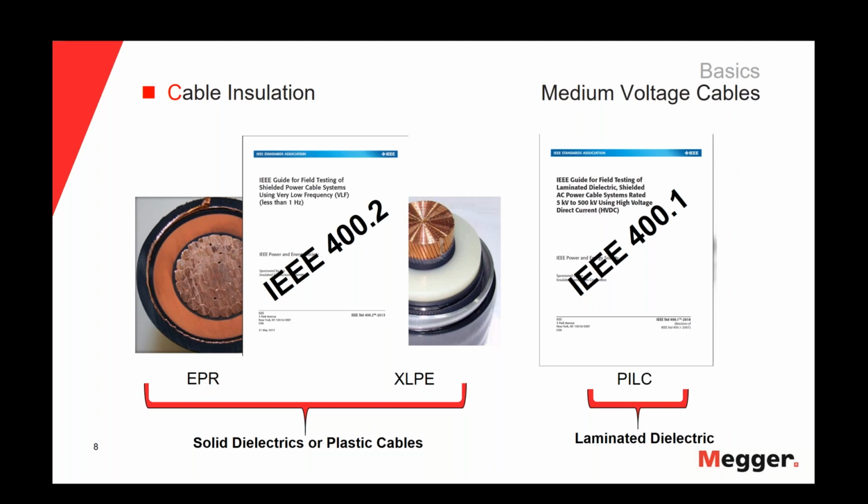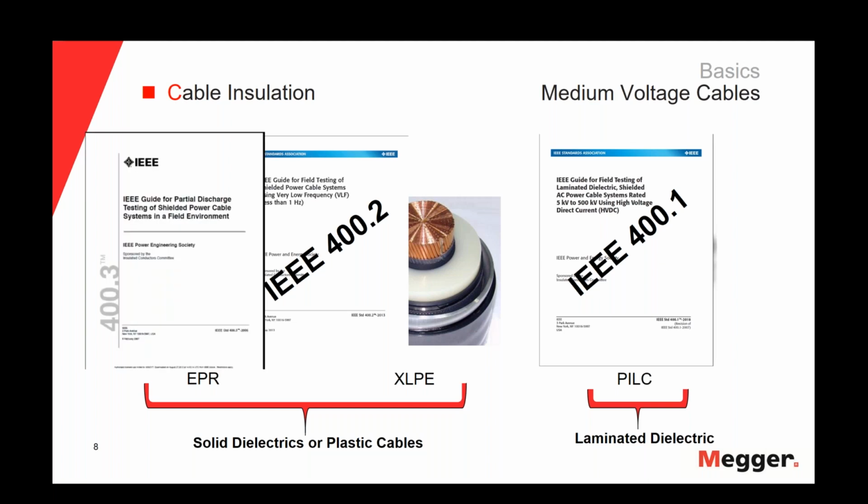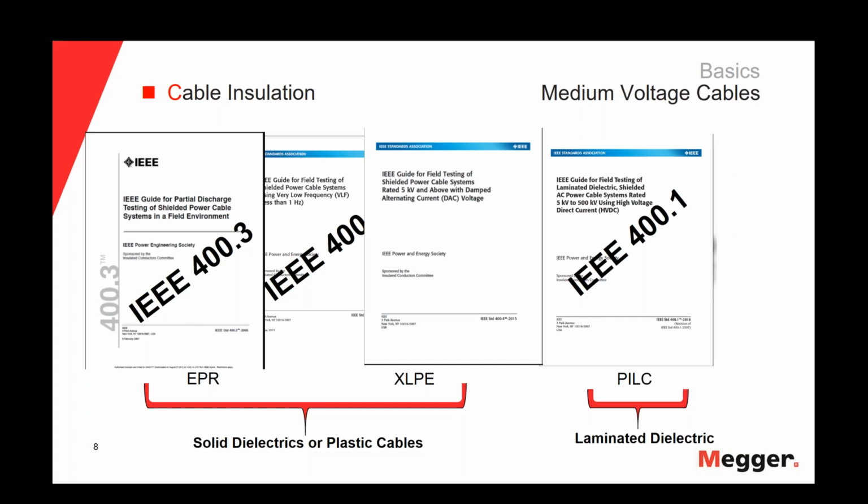For the Tan Delta and for the partial discharge, we can also use the VLF in EPR, XLPE, and paper insulated cables. And for partial discharge, we have additionally the IEEE 400.3, and for the damped AC wave shape, we have the IEEE 400.4. That will be all the standards that apply for VLF, Tan Delta, and partial discharge tests in medium voltage cables.